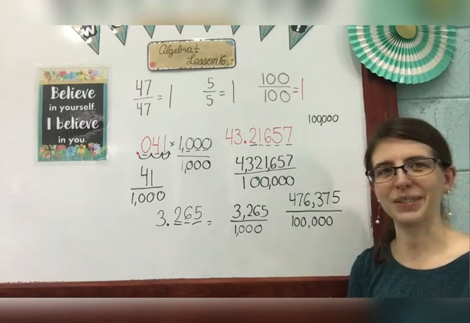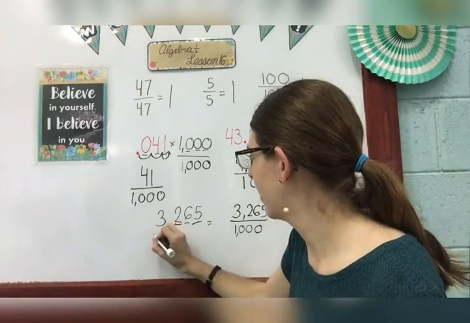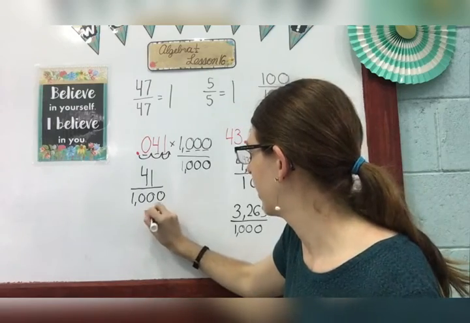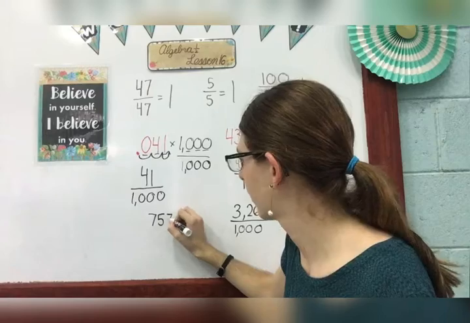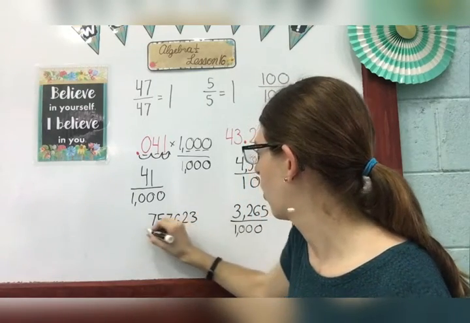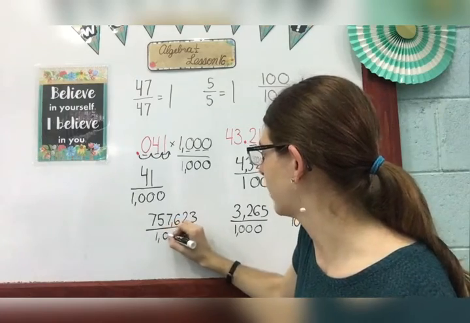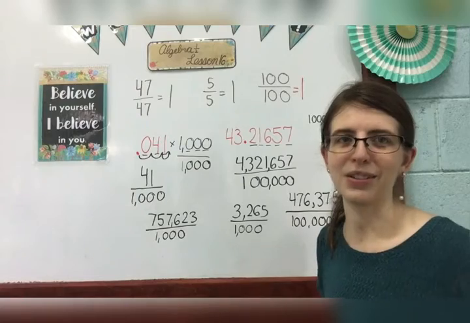Okay, then your second one should have been 750,57,623 over 1,000, because you only had to move it 3 places, so you only need 3 zeros on the bottom.